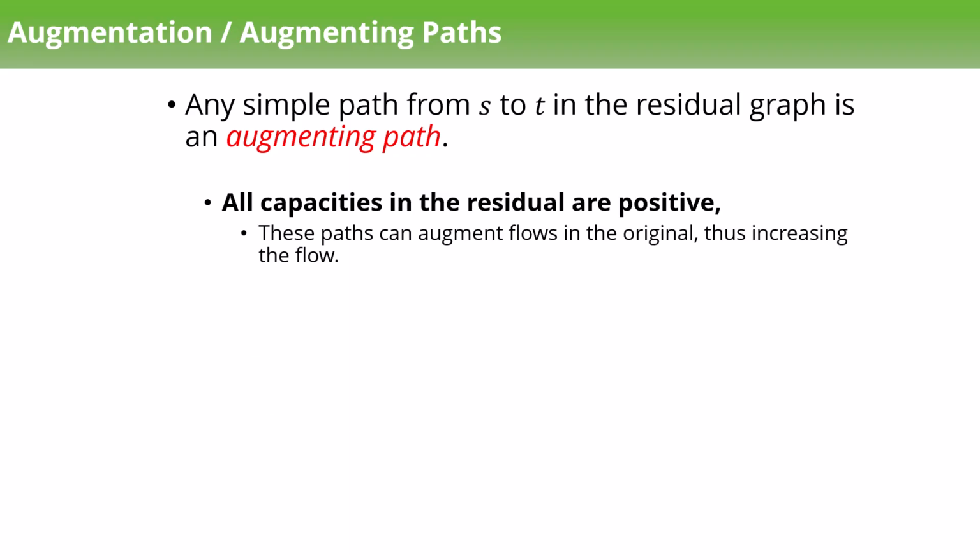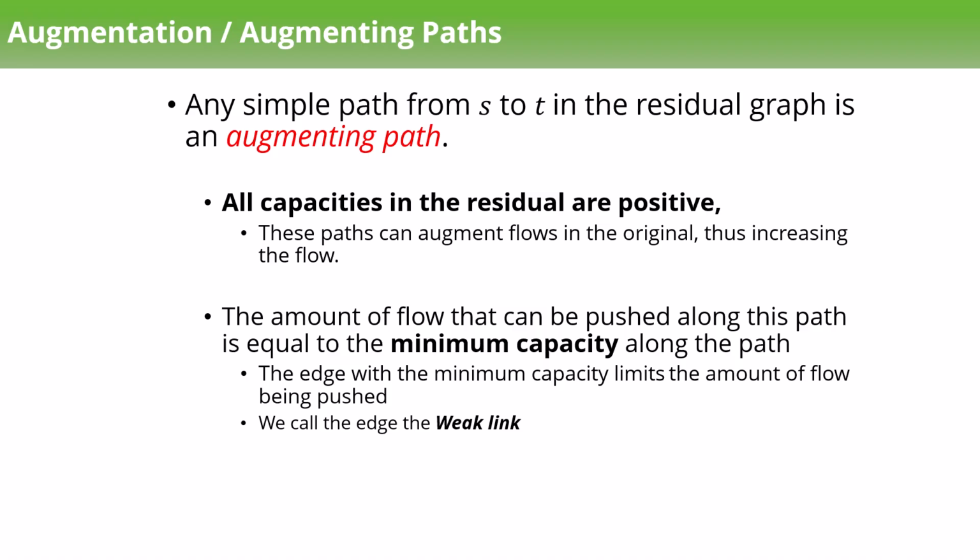So the next one is the weak link. The amount of extra flow we can push is determined by the minimum of the capacities along the path. The smallest capacity acts as the bottleneck. This edge is called the weak link. So if the path capacities are 10, 7, 3, 8, the maximum additional flow is 3 because 3 is the smallest value.